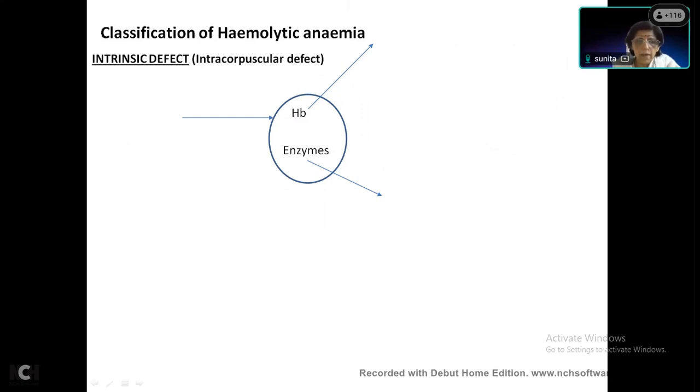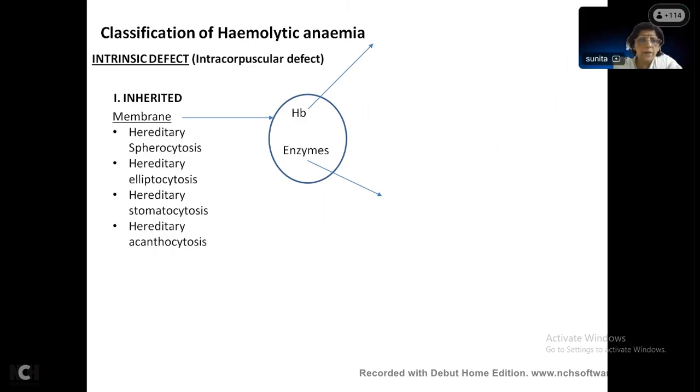It can be the HMP pathway or glycolytic pathway and other enzymes which are there in the RBC. So the defect can arise either in the membrane or in the hemoglobin or in the enzymatic system. So we start first with the inherited. Usually the intrinsic or intracorpuscular defects are inherited in nature, except certain exceptions.